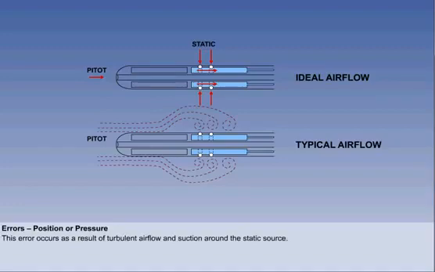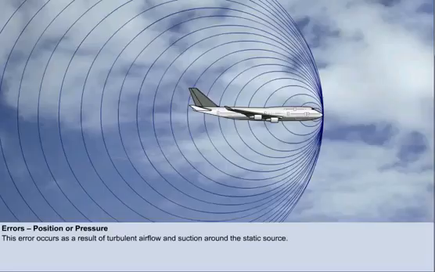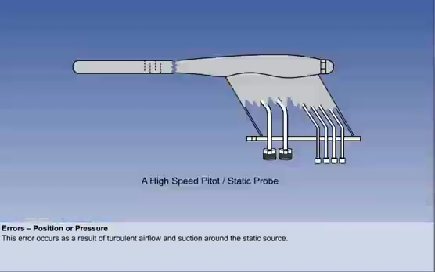Around 90% of pressure error can be eliminated by the use of a separate static source or vent, which can be located in a place where turbulence is minimum. This is usually the side of the fuselage. However, the use of static vents is not always appropriate. In very high-speed aircraft, for example, static vents are unsuitable because of the build-up of shock waves associated with flight at high Mach numbers. These aircraft are fitted with sophisticated combined pitot-static pressure heads which keep position error within acceptable limits.